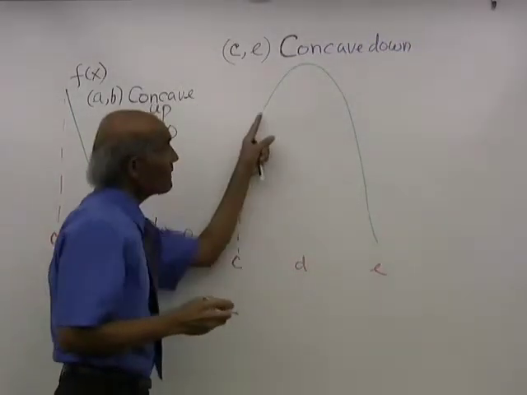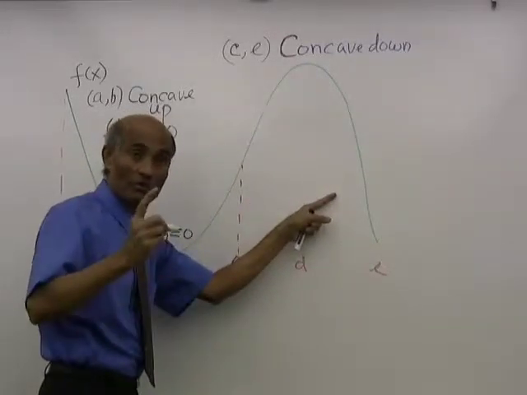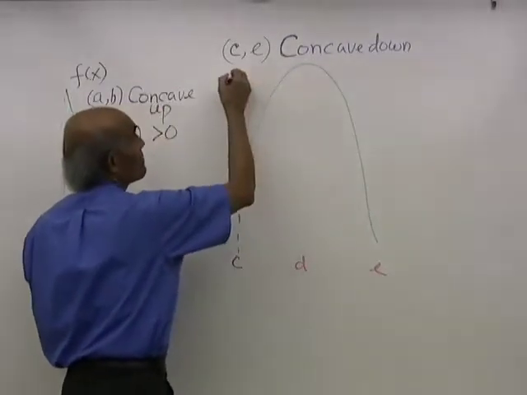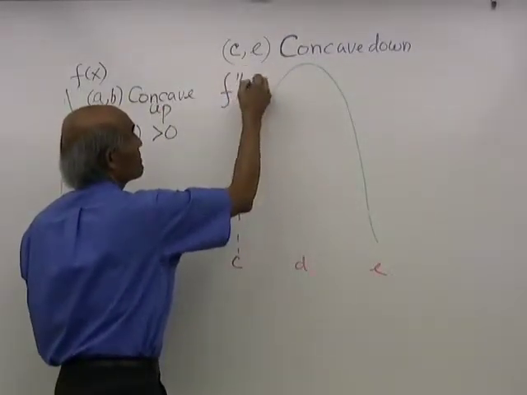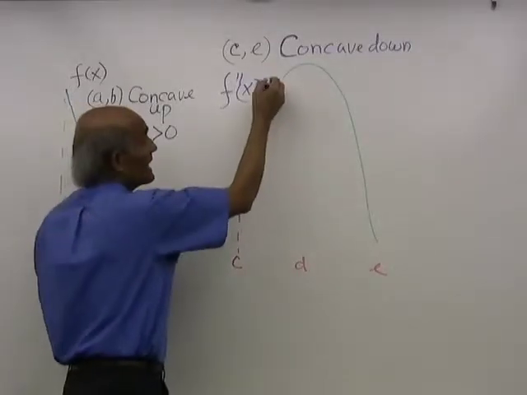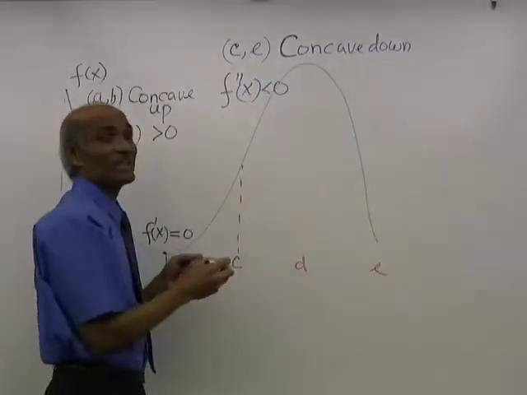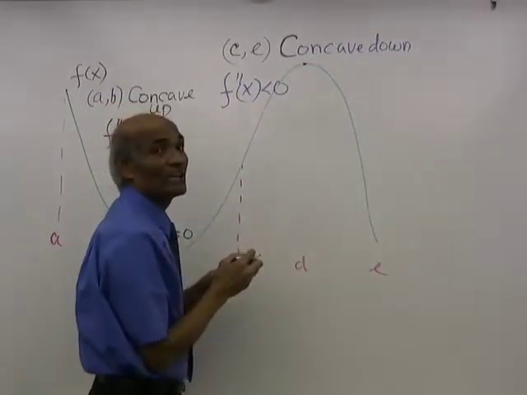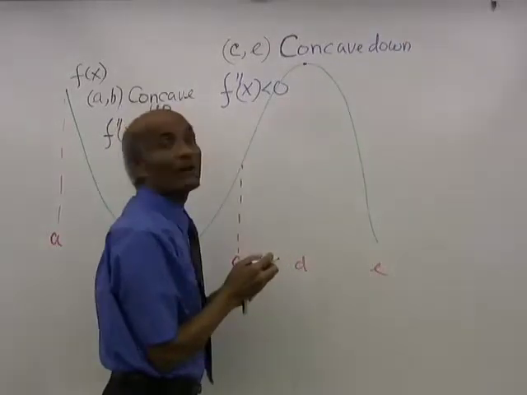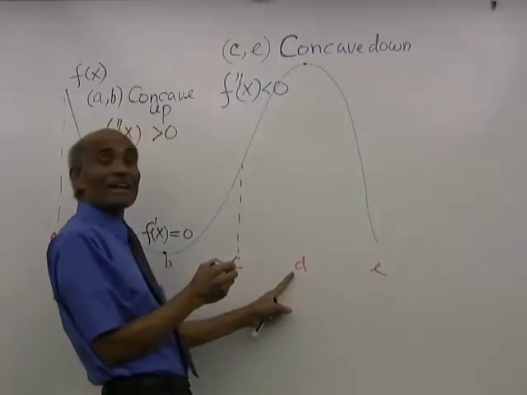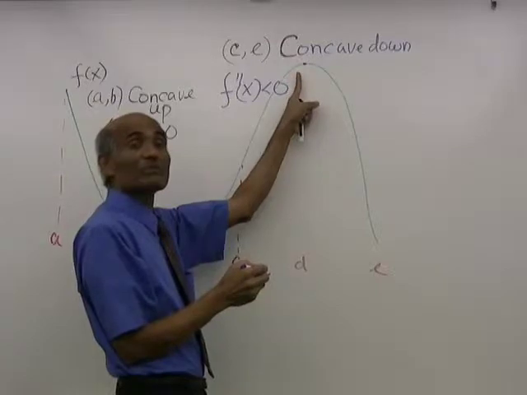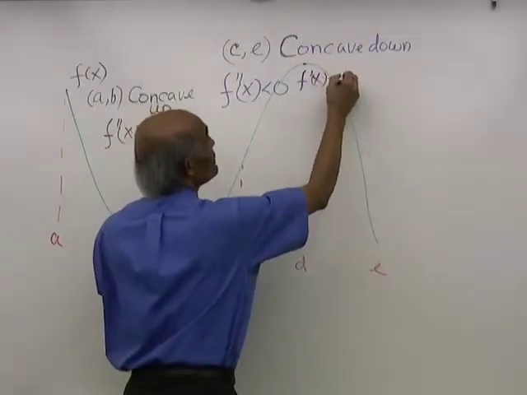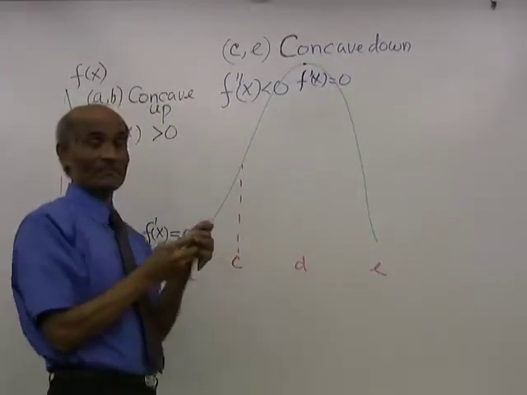Now, if the graph of the function is concave down, from our discussion on the second derivative test, how about the sign of the second derivative? F double prime x will be less than 0, or negative. Now, how about the behavior at x equal to d? At x equal to d, your first derivative is 0, isn't it?